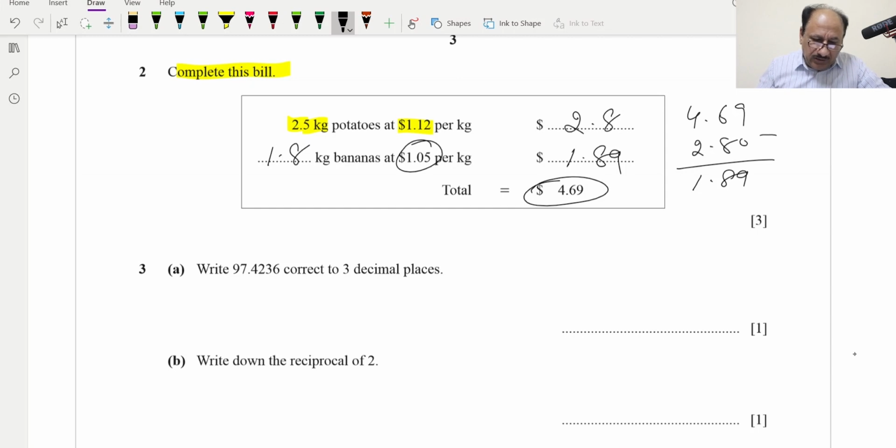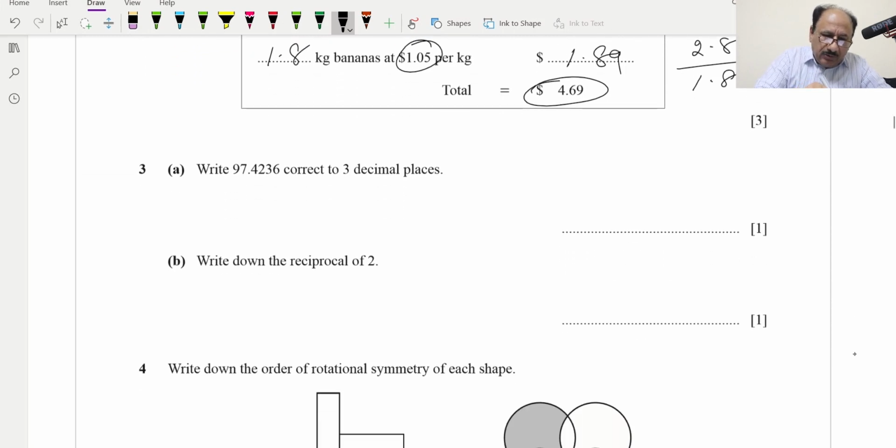Now question number 3a part, write this number correct to 3 decimal places. So we have to cut from here. 3 decimal places are required. So 6 is basically more than 5. If it is 5 or more than 5, then we can increase the number, which at this location is 3. So our answer will be 97.42, and 4 instead of 3 will be writing here 4.